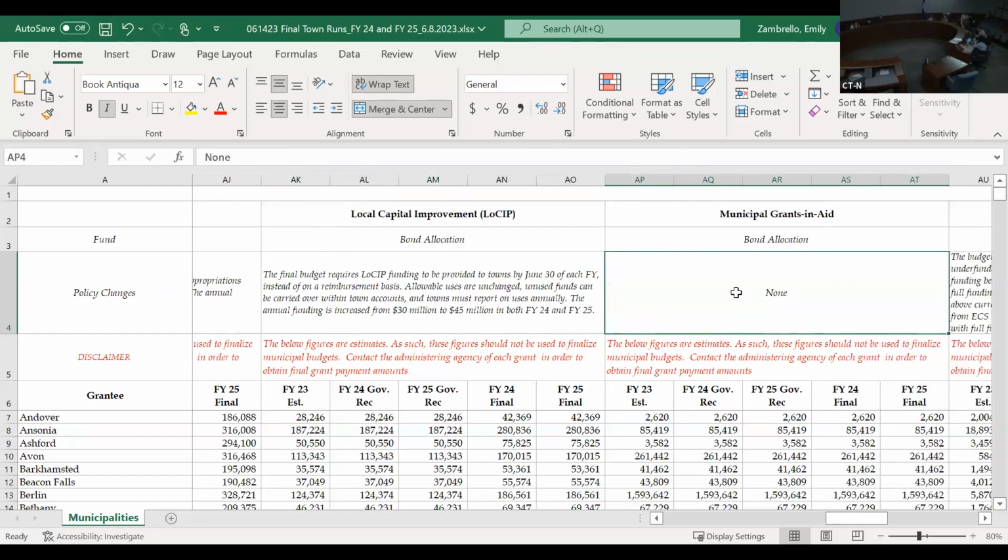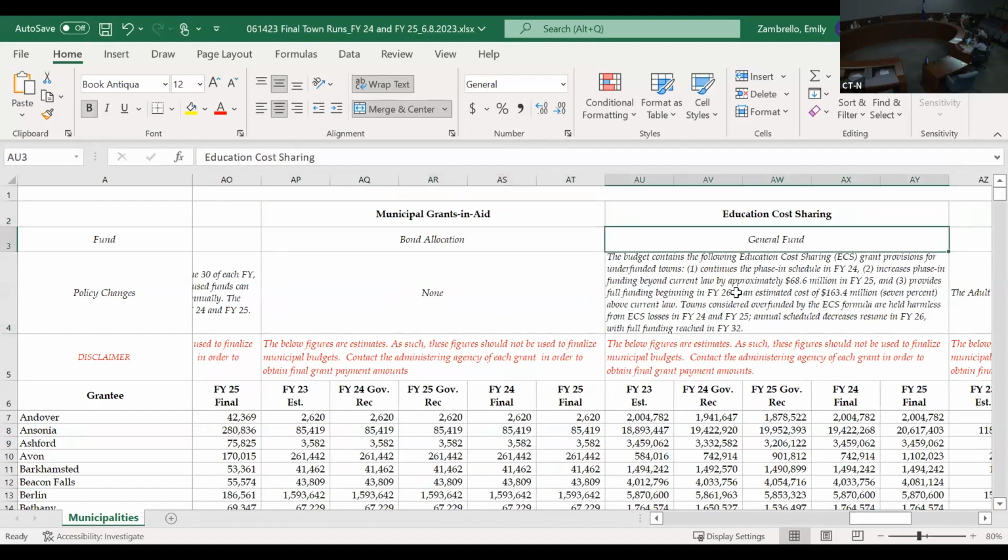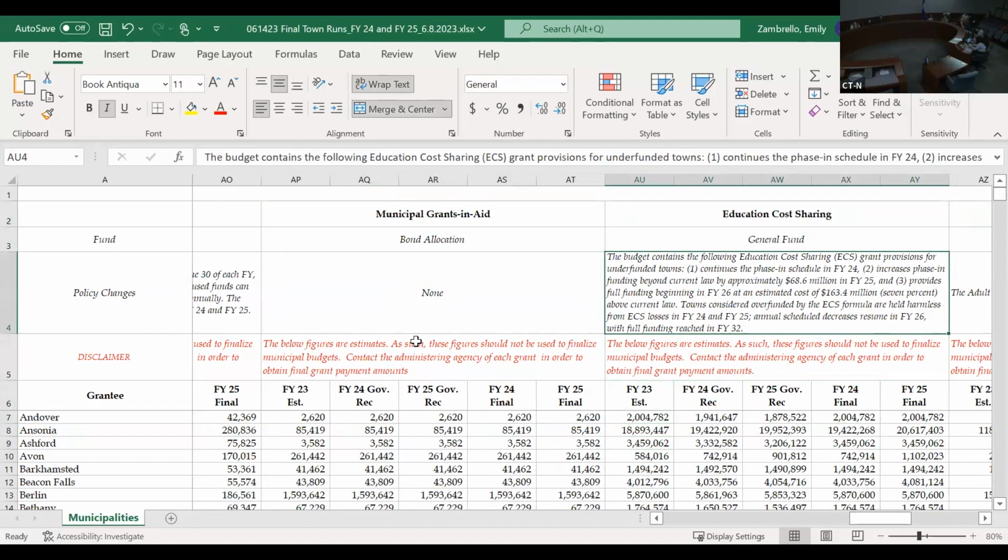So moving across, this is the LoCIP that we referenced, municipal grants and aid, and this is where you're going to see all the money. Yes, so this is the large part of the town runs here. So you can see all the policy changes in this section. It's really helpful for just a simple explanation of we did X, Y, and Z this year to change education cost sharing. You'll see that $68.6 million number for fiscal year 25.